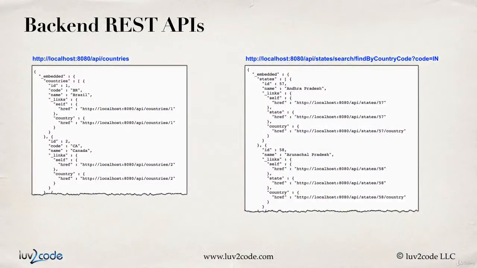And also here, just as a refresher, we have our back-end REST APIs already created. We can access various endpoints and it'll give us a list of all countries. And also we can find by country code and it'll give us a list of all states for that given country. And that's already up and running.